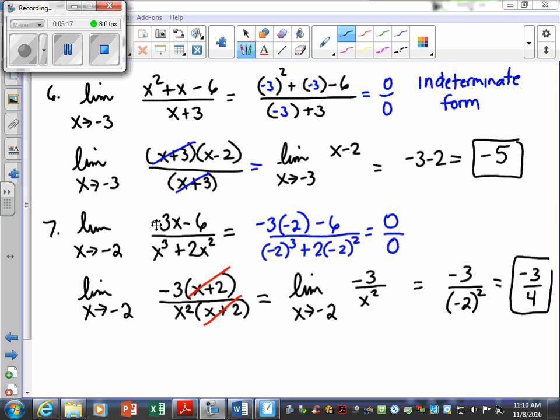Then I factored out a -3 here, which left me with x plus 2. In the denominator, I factored out an x squared term, which left me with x plus 2. That's what we're hoping for. We're hoping some factors cancel. Then I rewrite my limit as x approaches -2 of -3 over x squared. Try direct substitution, and in this case you should have simplified that to -3/4.